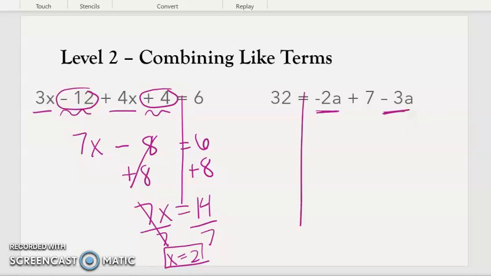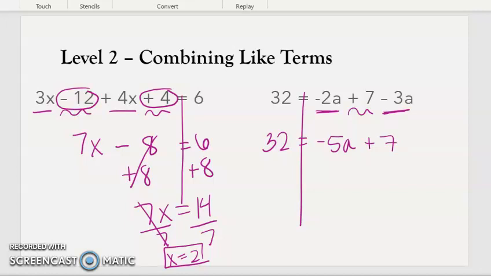Yes, that negative 3. So I'm going to combine those. If you want to draw your line, you can. I'm going to leave this 32 down here. In your calculator or in your head, negative 2 minus 3 becomes negative 5a. Then I have the 7, but there's no other constants or numbers by itself, so I'm just going to throw a plus 7 over here because I can't combine it with anything else.